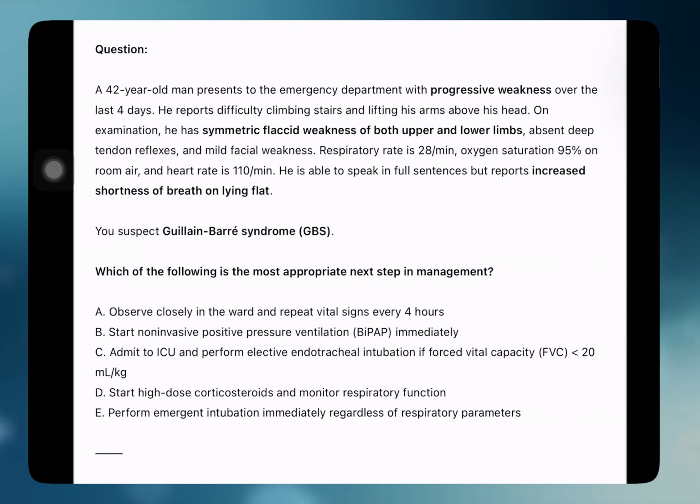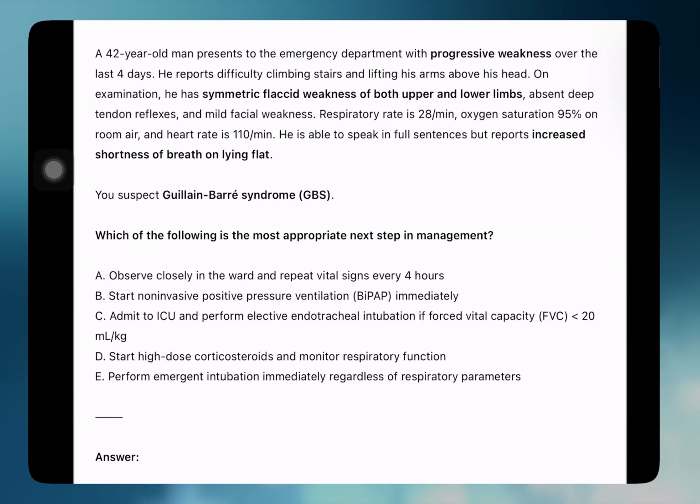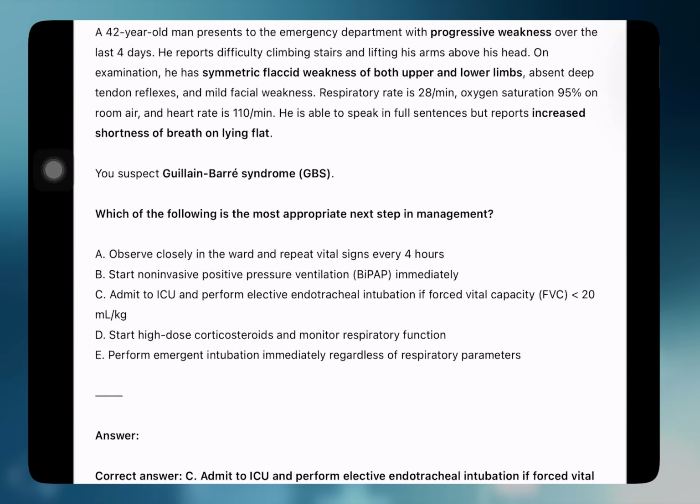Next question is again on Guillain-Barré, but on a different note. A 42-year-old man presents to emergency department with progressive weakness over the last 4 days. He reports difficulty in climbing stairs. Everything else is basically a history of Guillain-Barré syndrome. Now the patient reports increasing breathlessness while lying flat. He is able to speak in full sentences. Saturation is 95, respiratory rate is 28, but heart rate is 110. Which of the following is most appropriate step in this patient?